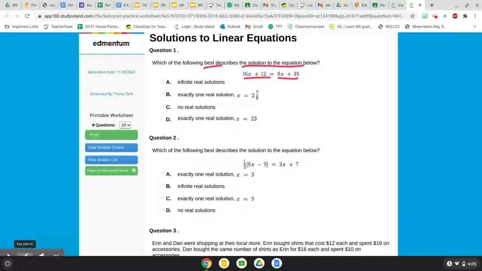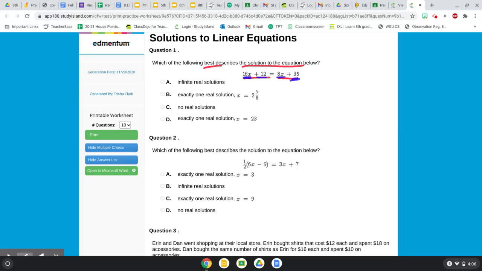Well, now I can look at each term here. So if I have 16x and I have 8x, okay, those are very different numbers, right? 16 and 8. And then I have a plus 12 and a plus 35. So I have different x values and different constants.